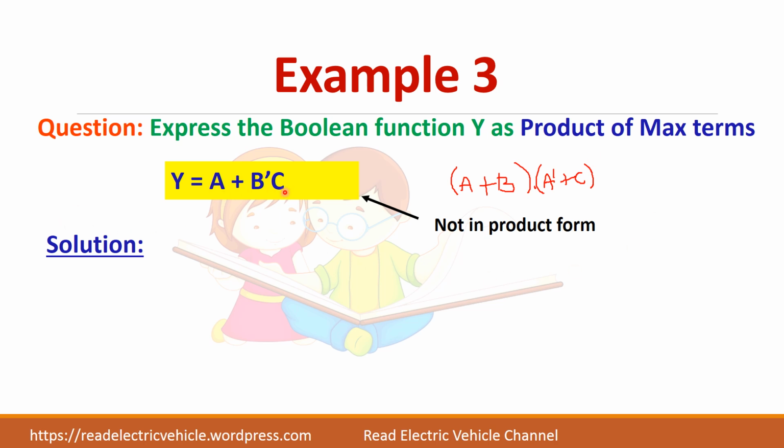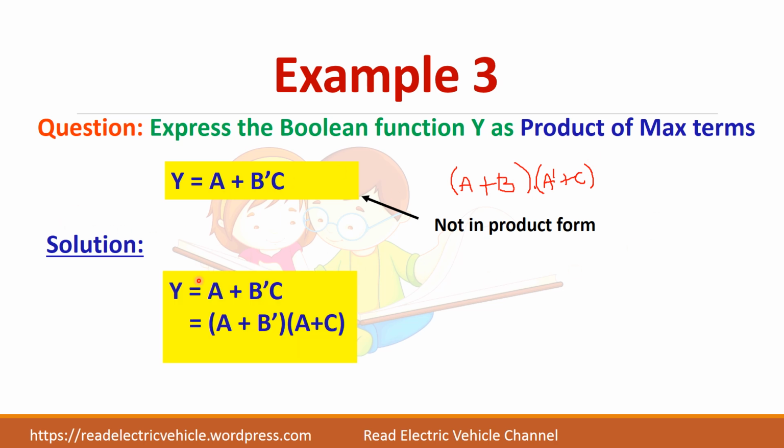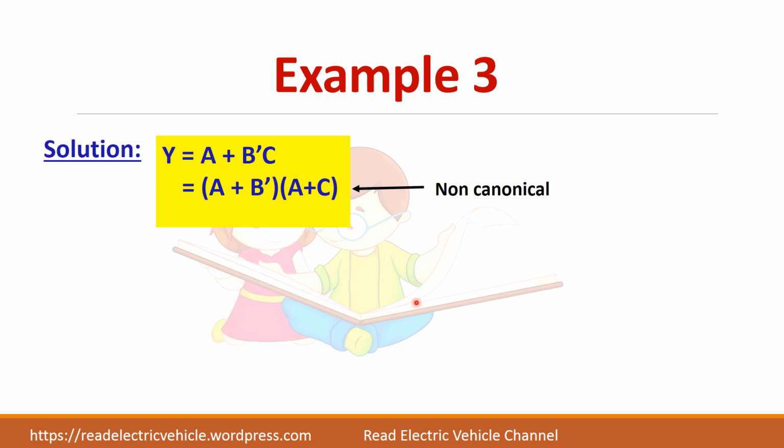So first let us bring it to product form. For that apply the distributive law. So A plus B dash into A plus C. Now it has come to product form. Next we have to bring it to canonical form. So this is non-canonical because C is missing here and B is missing here. So let us bring C and B to these terms.